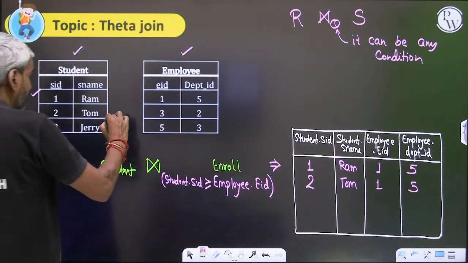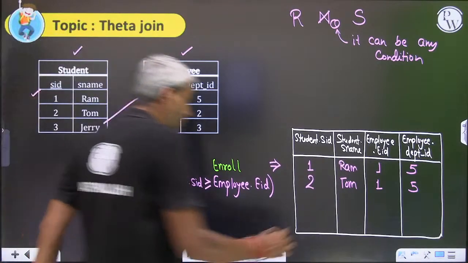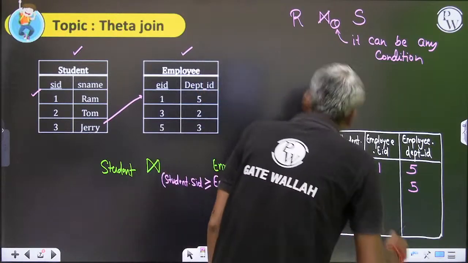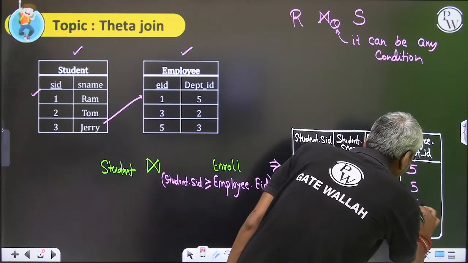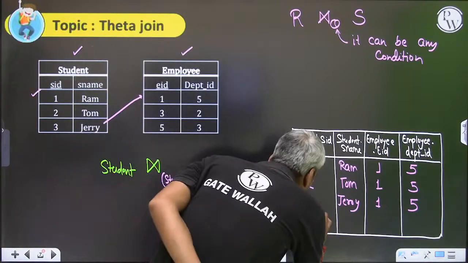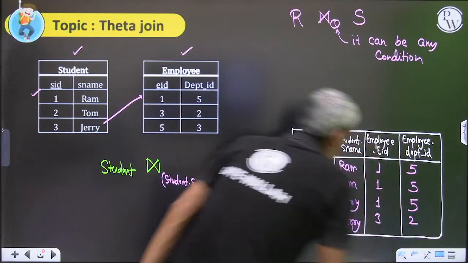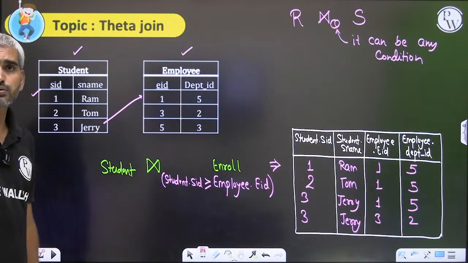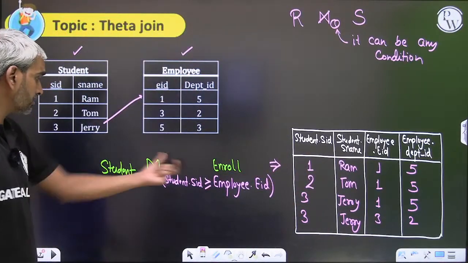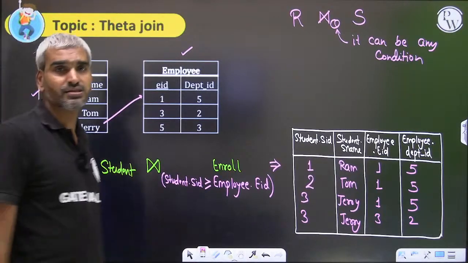Now let's look at this. Sir, 3 Jerry will be combined with 1 5 and 3 is greater than equals to 1. Therefore, 3 Jerry will be combined with 1 5. And apart from that, 3 is greater than equals to 3. Therefore, 3 Jerry will be combined with 3 2 as well. So I just wanted to show you what will be the output after the join of student table and enroll table based on this condition.